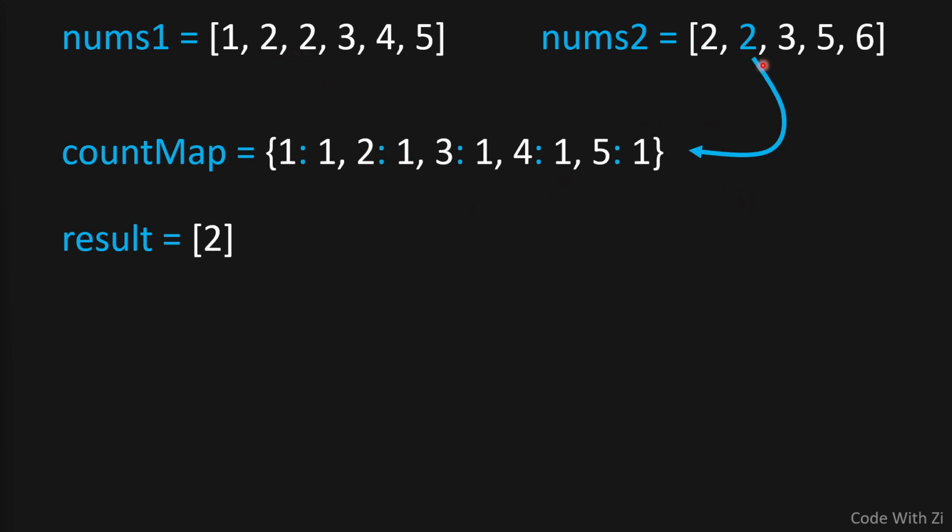Well, would you look at that? We're going to check if 2 exists here, and if the count of 2 is greater than 0. Well, yeah, the count of 2 is currently 1, so we can have another 2. So we're going to be like, awesome, let's add it here and decrement this. And then we're going to move on forward.